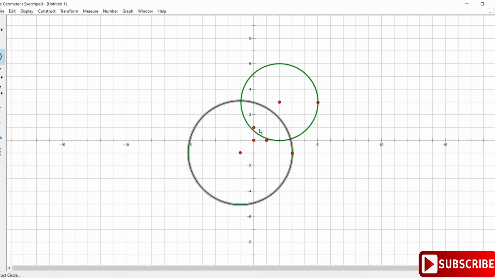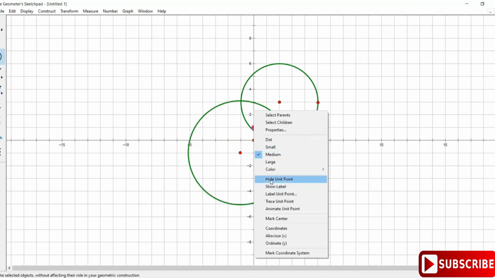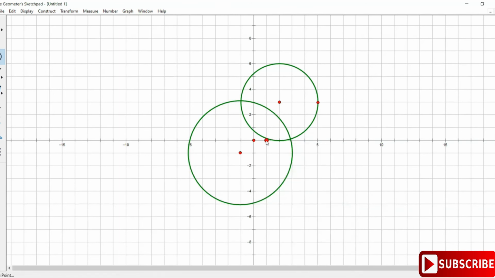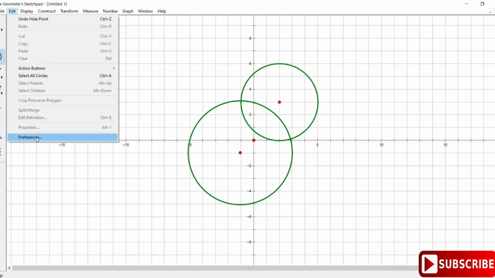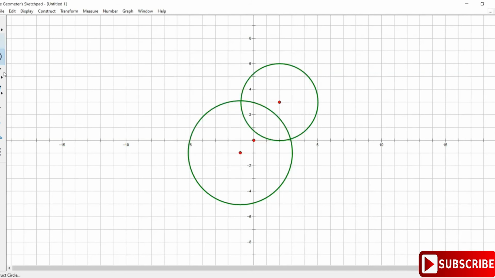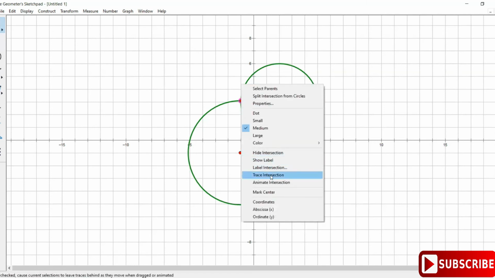So I'm going to label these points now. Hiding these points. Oh, we actually want it to 1 decimal place. So I'm going to change it back to tenths. We want things in 1 decimal place. So look at this now. The points of intersection of the 2 circles are here and right here. So what's the coordinate of this one? I want the coordinate.